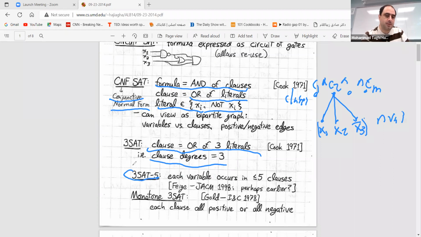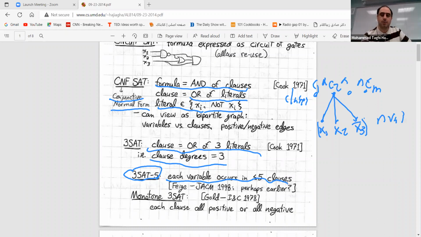So far we discussed these things before, and here we want to go to some special cases of SAT. As I mentioned before, in NP-hardness in general, we would like to get problems which are as specific as possible for the lower bounds. So we not only talk about SAT being NP-hard, we talk about three-SAT. Not only three-SAT, but also this one: three-SAT 5. What is three-SAT 5? Each variable occurs in at most 5 clauses.